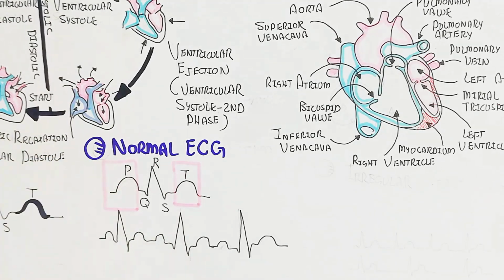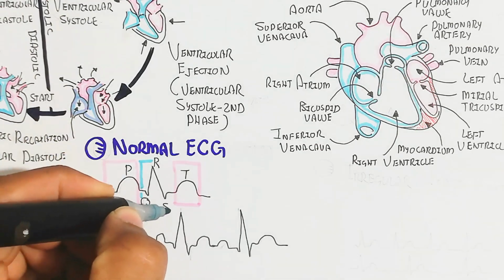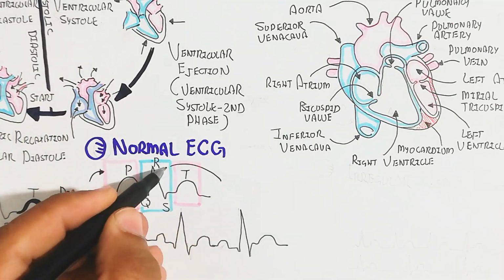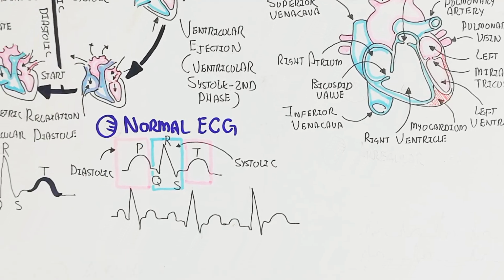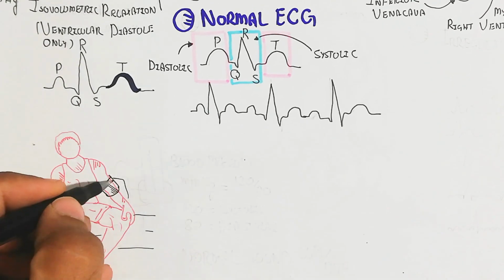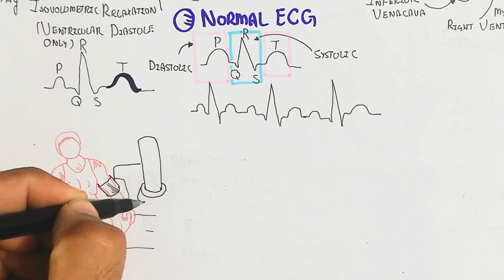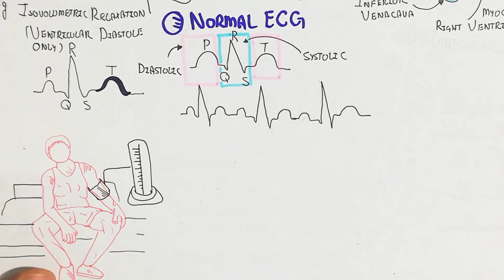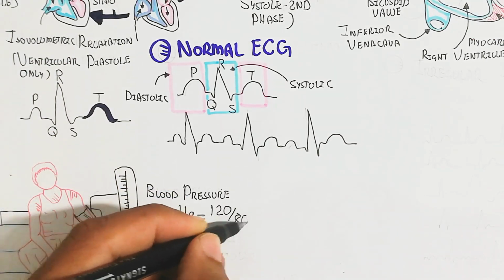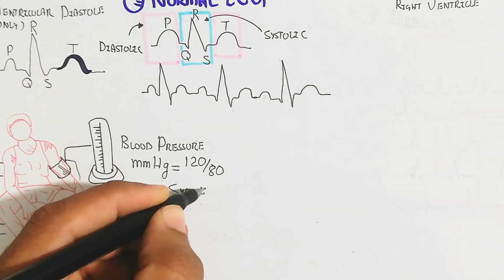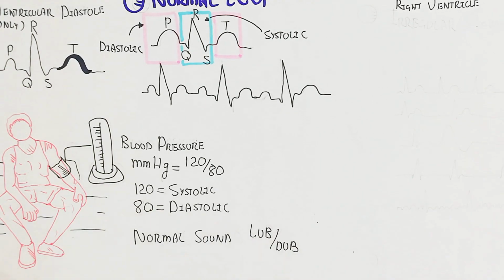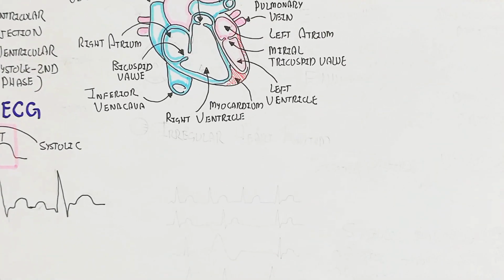This is a P wave as well as a T wave, as already mentioned in the previous diagram. This is the diastolic phase, while the blue box I am showing is the systolic. This is the blood pressure, which we can measure in millimeters of mercury, 120 over 80. The systolic is 120 and the diastolic is 80 millimeters of mercury. The normal sound is lub and dub: the systolic is lub, and the diastolic is the dub.